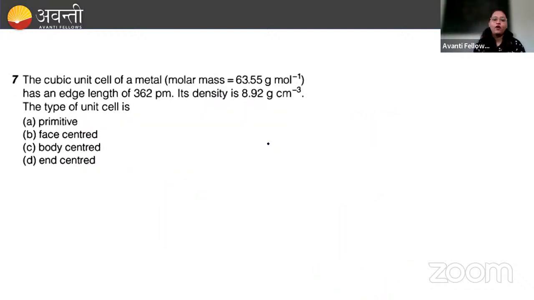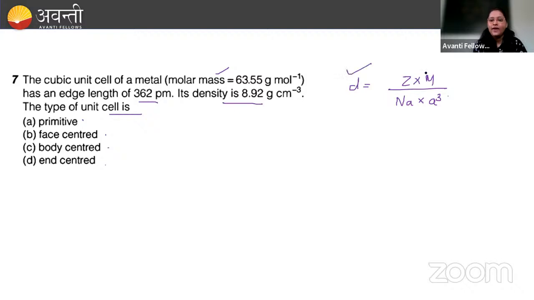A cubic unit cell of metal, molar mass is given to us, has edge length this much, its density is this much. The type of unit cell is, so whether it is primitive, face-centered, body-centered, or end-centered. So how can we determine that? So we know the formula for density. What is the formula for density, everyone? Density is equal to Z into M divided by Avogadro's number Na into the cell length, that will be the cube of that, right? This is the formula for density.